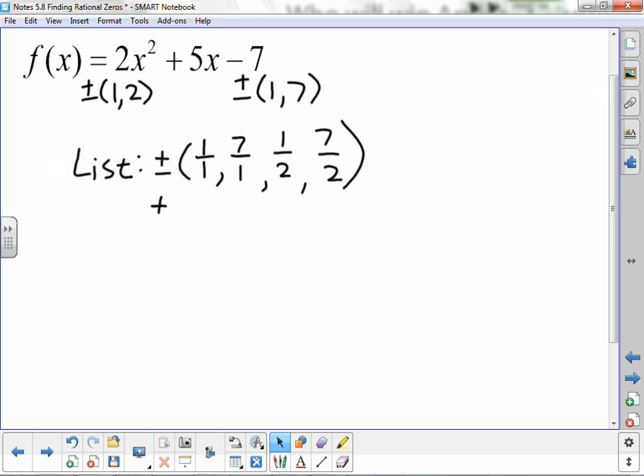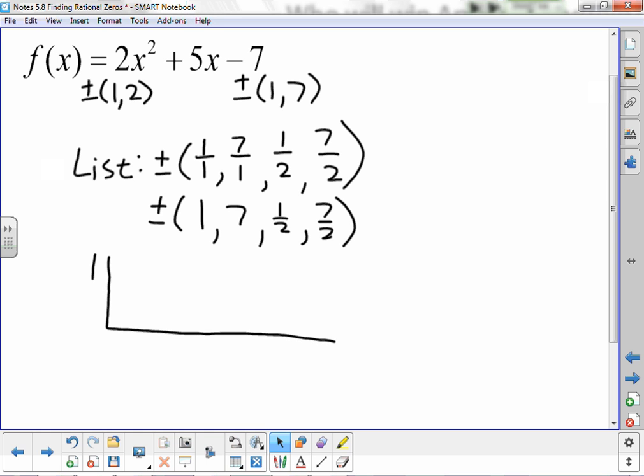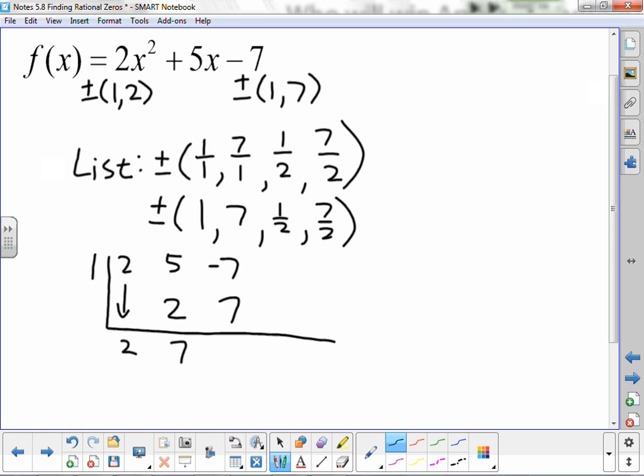All right, so now we just start guessing and checking. So plus or minus 1, 7, 1/2, and 7/2. All right, let's start it up. So we've got 1. Let's see here, 2x squared plus 5x minus 7. So 2, 5, and -7. Bring down your 2. That's a 2, that's a 7, that's a 7, and a 0.